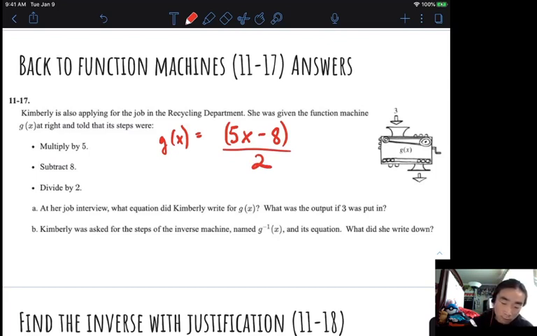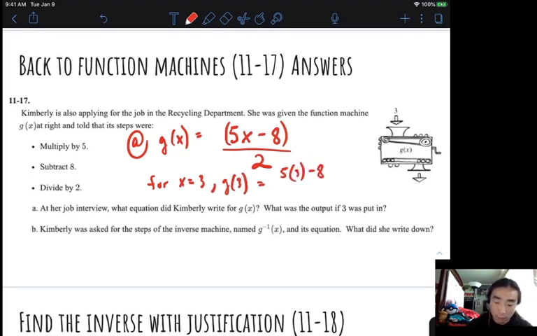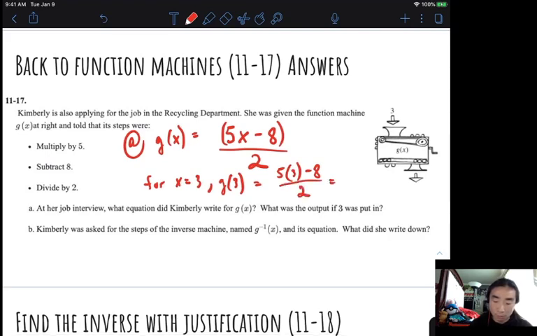So this is part A, for x equals 3, g of 3, so here's a reminder on function notation, equals 5 times 3, 15, minus 8, 7, all divided by 2, 3.5. So that's what this function machine would output. On an input of 3, it outputs 3.5, if I did my math correctly. I think so.